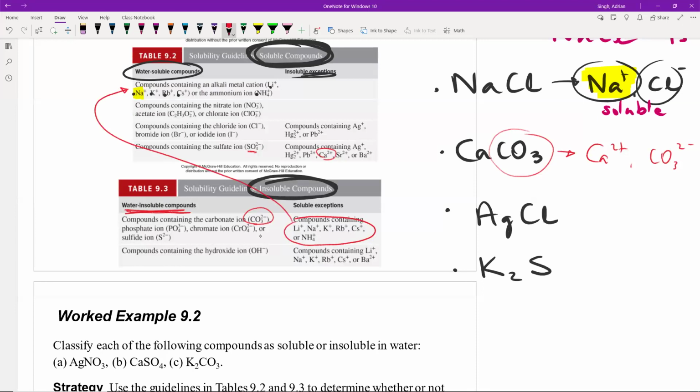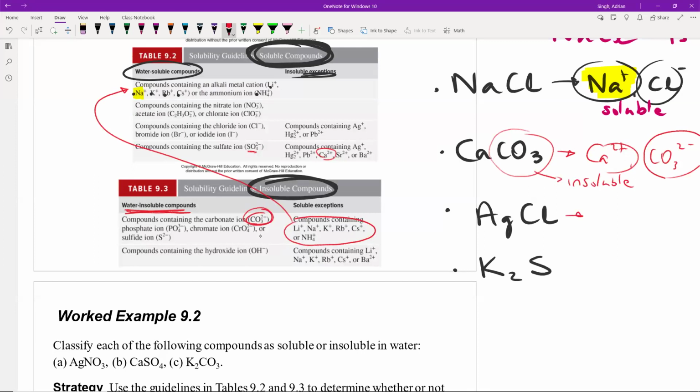So in calcium carbonate, we do have the carbonate. Is it combined with any of the group 1 metals or ammonium? And the answer is no. So that means that this then would be insoluble in water. Okay, so it has carbonate in it, and carbonate is combined with calcium. Calcium is not one of the exceptions, so insoluble in H2O.